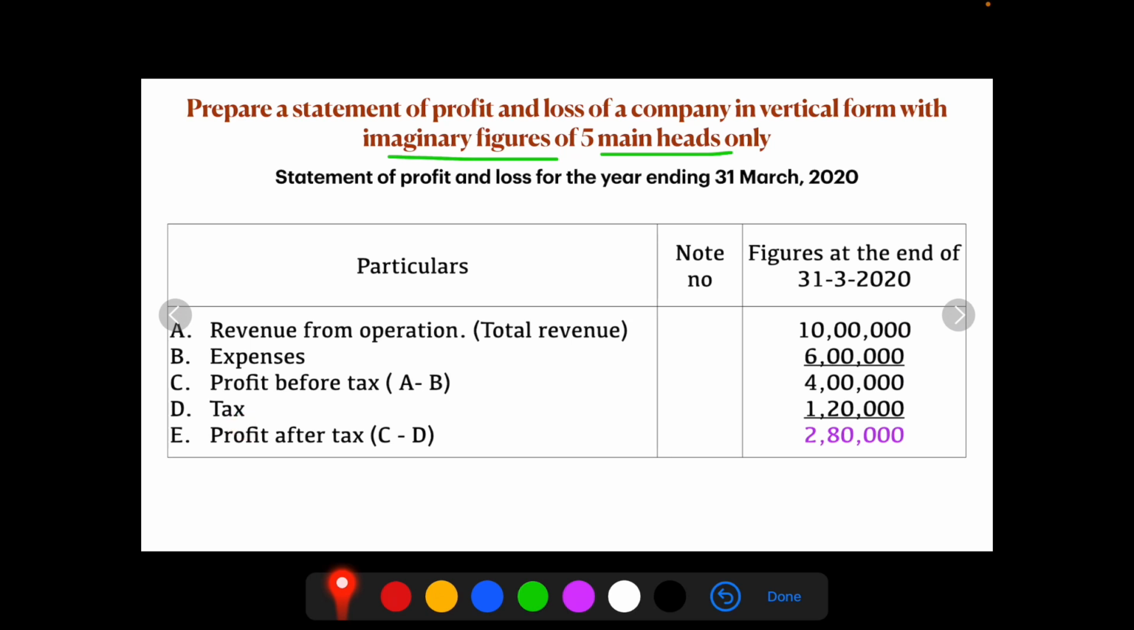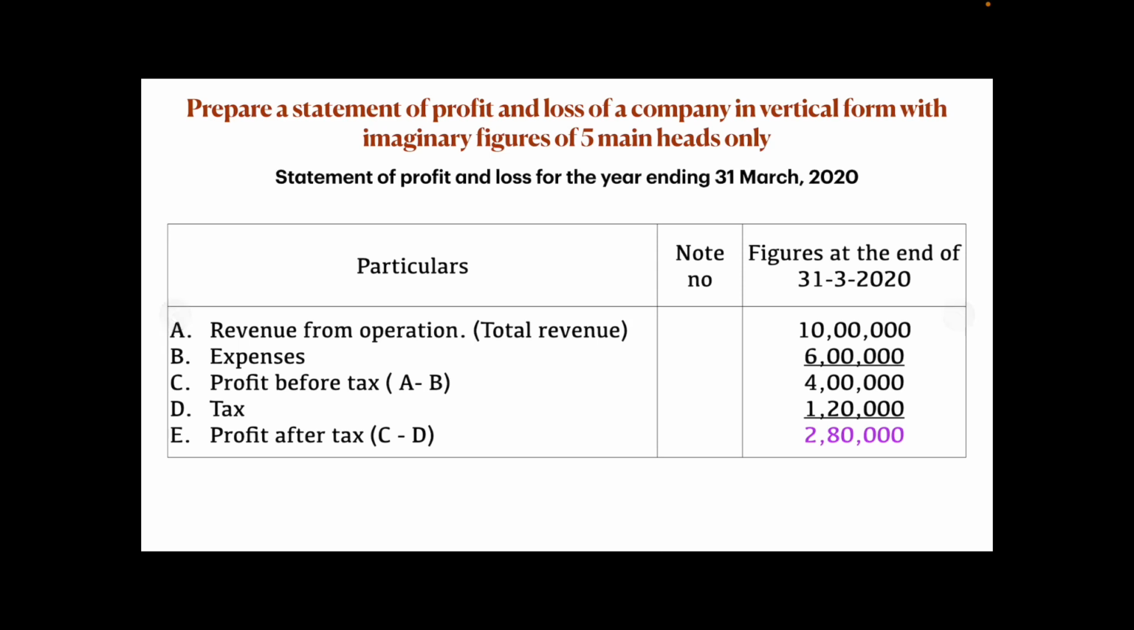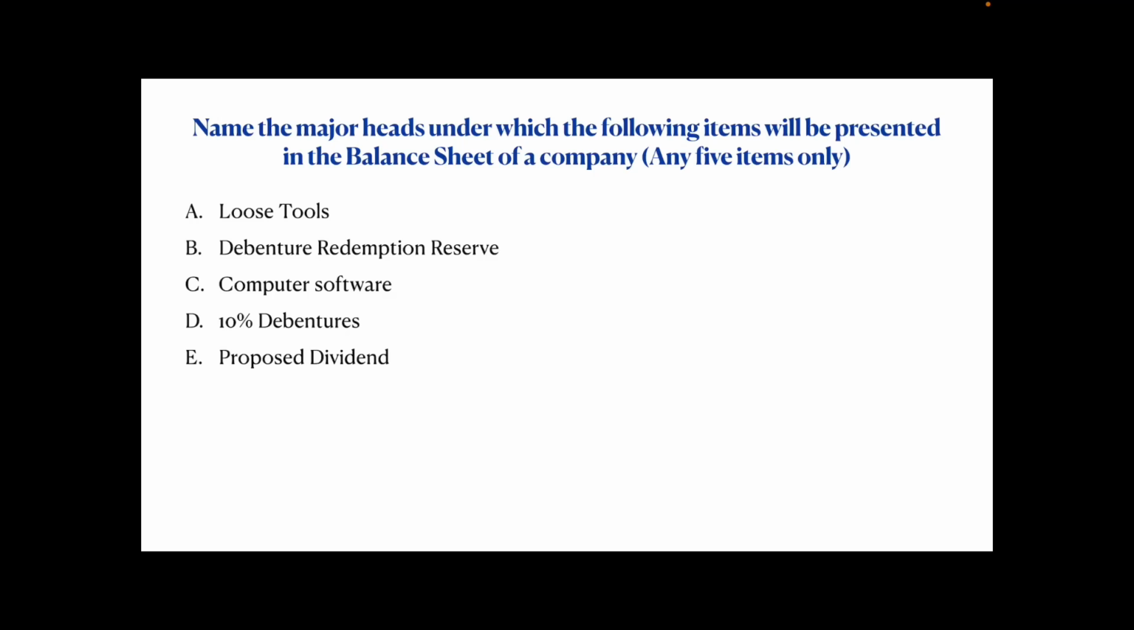The tax amount on 4 lakh, 30% of tax is 1,20,000. So we have profit after tax, which is nothing but 4 lakh minus 1,20,000, which is rupees 2,80,000. So this is how an imaginary statement of profit and loss is being prepared. Let's look into the next question, that is: name the major heads under which the following items will be presented in the balance sheet of a company.